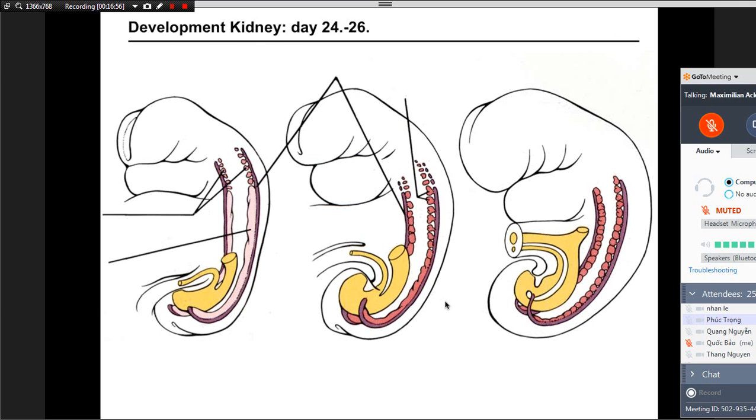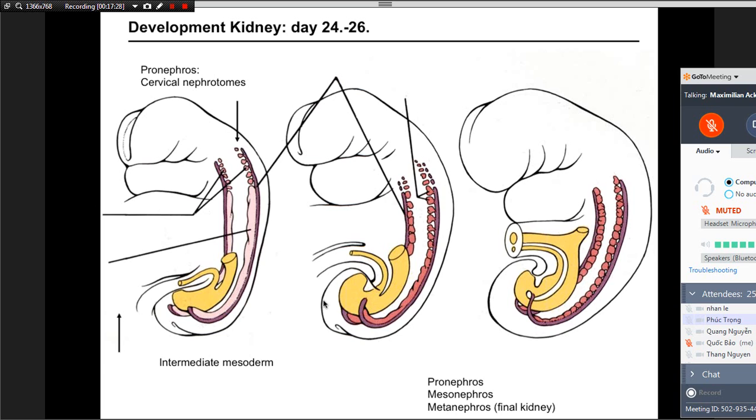Some words on the development of the kidney. This starts at day 24 to 26 after gestation. Everything starts with the development of a pronephros. This is the first kidney that is developed, by the cervical nephrotomes, lying like somites. You have 45 to 50 of these nephrotomes, and they get resolved, by the way.